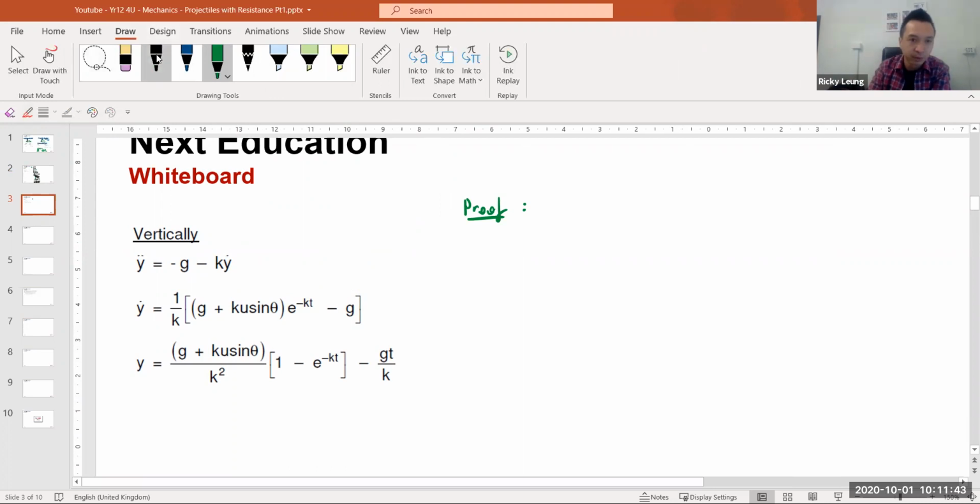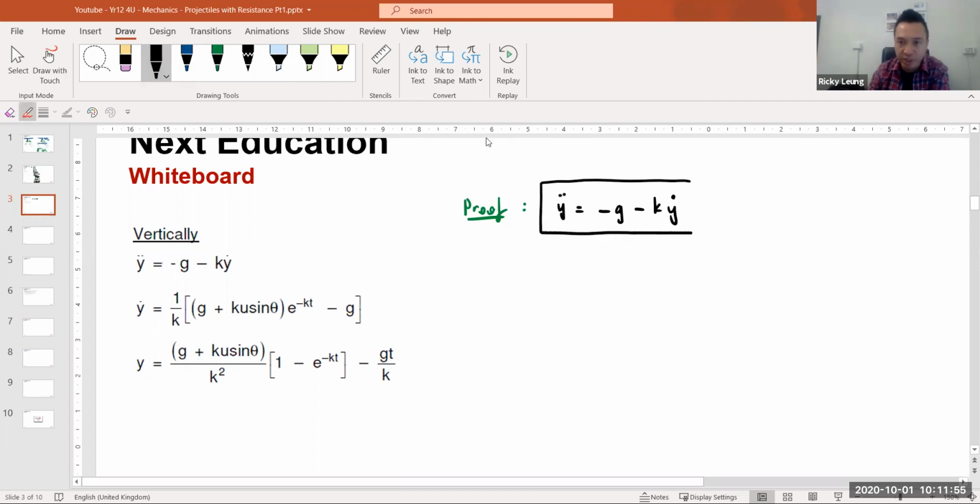So we're going to start with the vertical: gravity minus the resistance, right? Once again, we replace. That's a given equation of motion for the acceleration. We're going to replace this with dv/dt, or y dot.